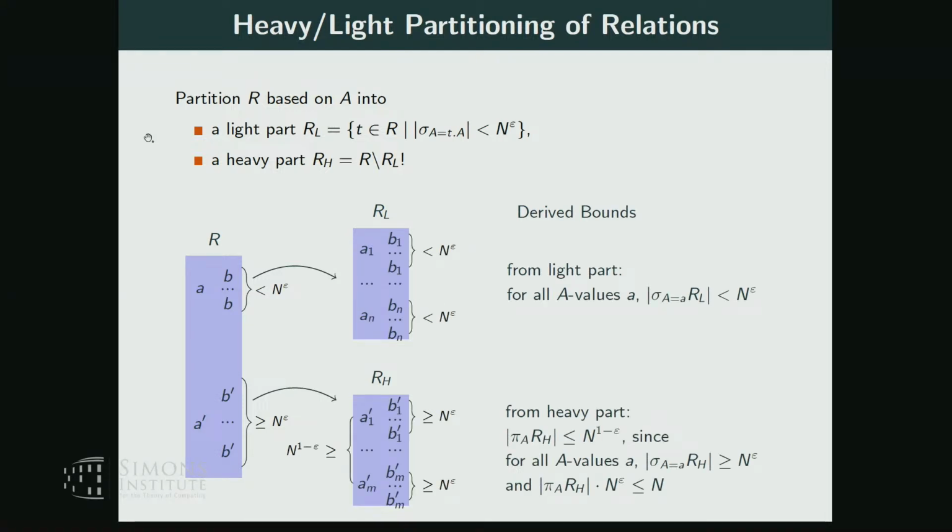One interesting thing we can derive is that not only will the light A's appear in at most n^ε tuples, but we can also have at most n^(1-ε) heavy values. Because if each heavy value has at least n^ε tuples, and there are n tuples overall, you cannot get more than n^(1-ε) heavy values. So these two upper bounds are important in our analysis of the algorithm afterwards.